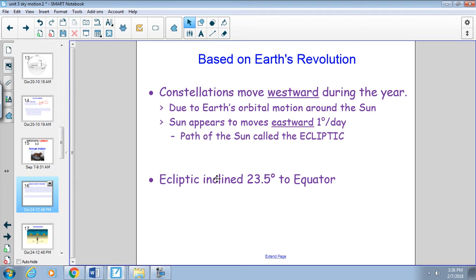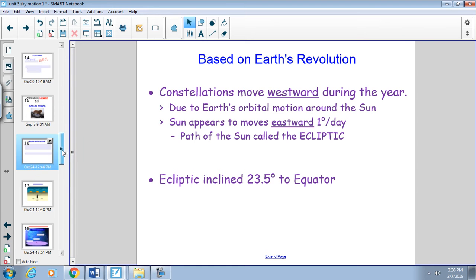The ecliptic is inclined from the equator about 23.5 degrees. Hey, that's the tilt of the Earth. Who would have thought science would have so much useful information?